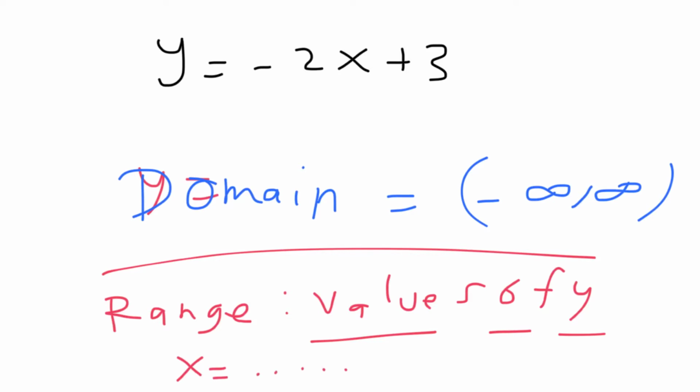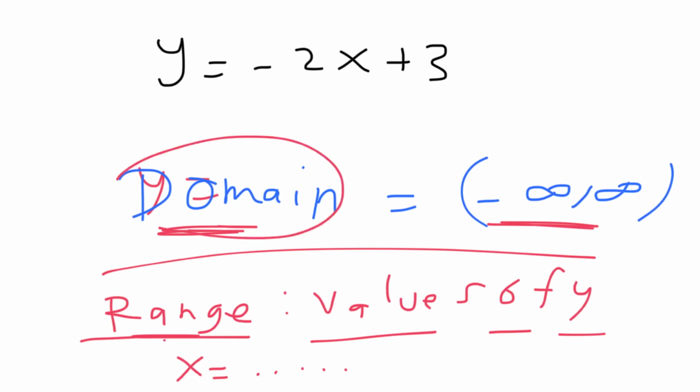In this case, x will be y minus 3 divided by minus 2, which is no problem still. I don't have a problem also. So it will also be all real numbers. The range will be also, just like the domain exactly, all real numbers in this case. Okay, but usually we ask only about the domain.